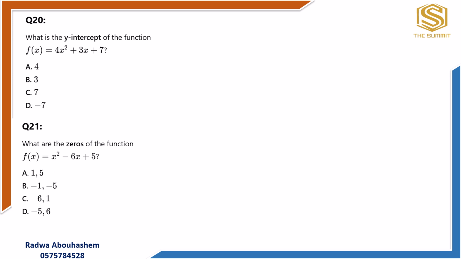What is the y-intercept of the function? Function of x equal 4x squared plus 3x plus 7. Okay, y-intercept, this means that you have to put x equal to 0. So put x equal to 0. So 4 times 0 squared plus 3 times 0 plus 7. So it gives me 7.